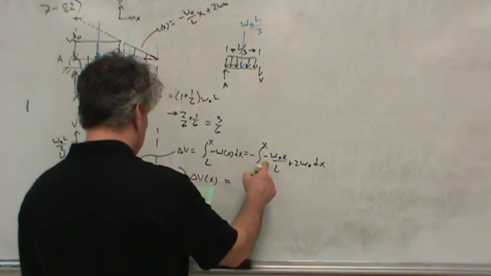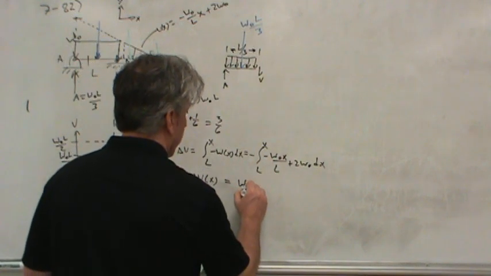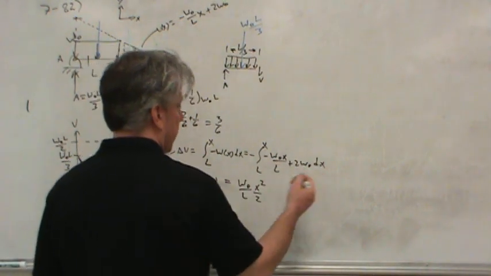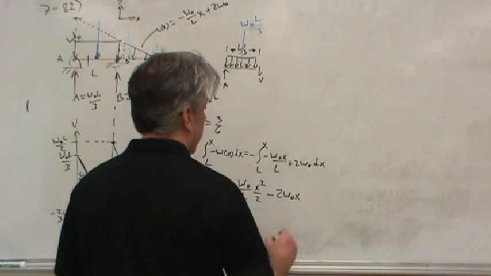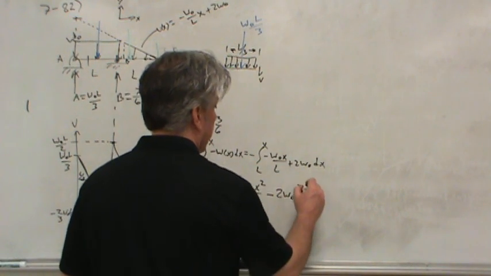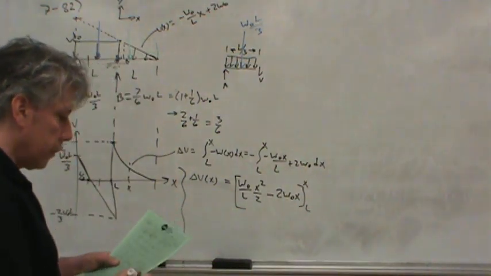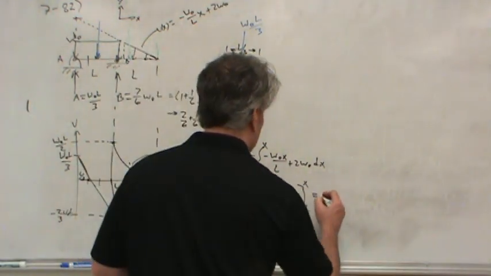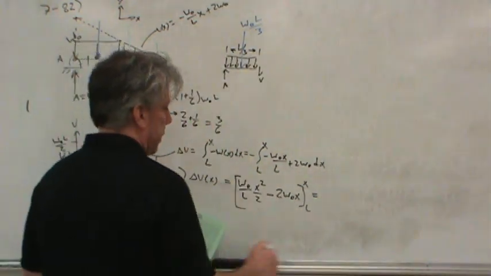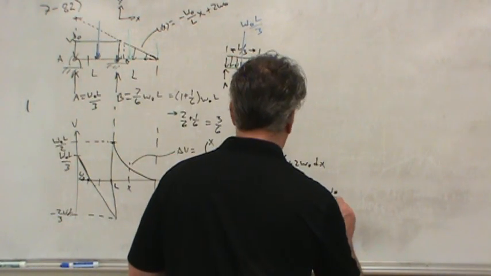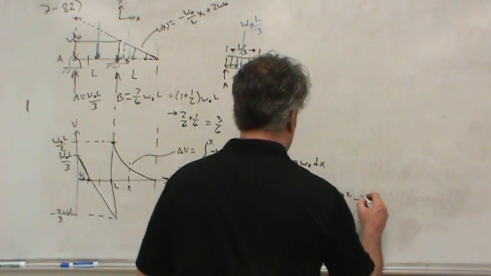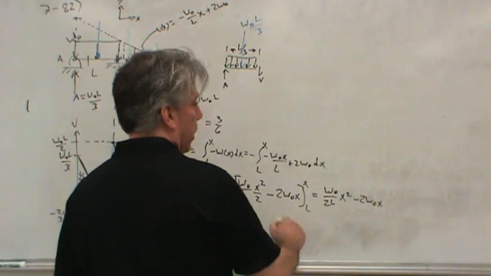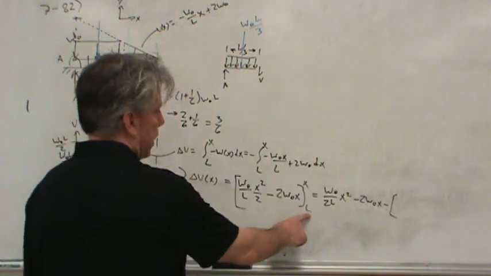And so let's not forget our negative sign. We get plus, for the first term, W naught over L x squared over 2. And then when we integrate this constant, we get minus 2 W naught x. And this whole thing has to be evaluated from L to x. Of course, what that means is we evaluate both terms from x to L. So we plug in the upper limit, that's easy. You get W naught over 2L x squared minus 2W naught x. And then we plug in the lower limit, so we have to subtract L plugged in here.